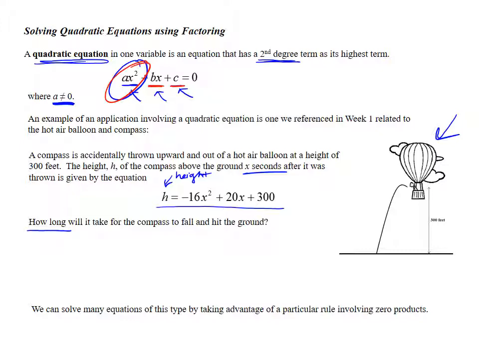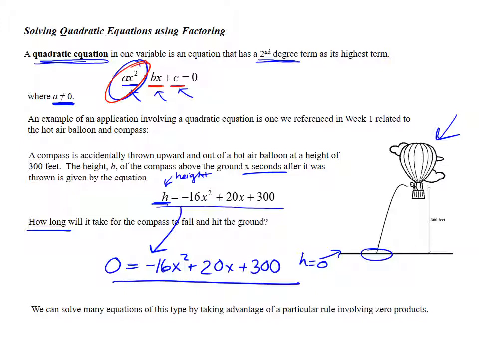We could answer a question about this. In particular, how long is it going to take for the compass to fall and hit the ground here? Well, the height of the ground right here is 0 feet. So when we're answering this question, we're really solving the equation 0 equals negative 16x squared plus 20x plus 300. Notice that equation is a quadratic equation because of the x squared term.